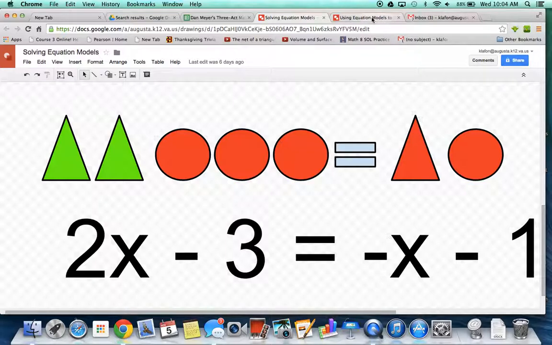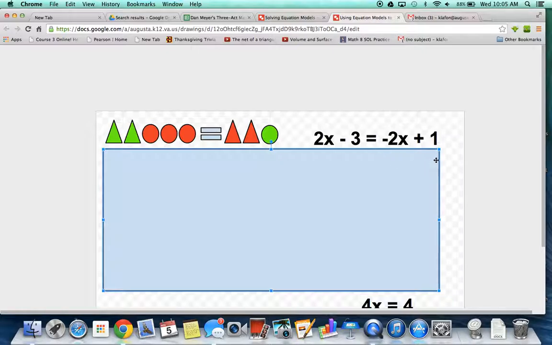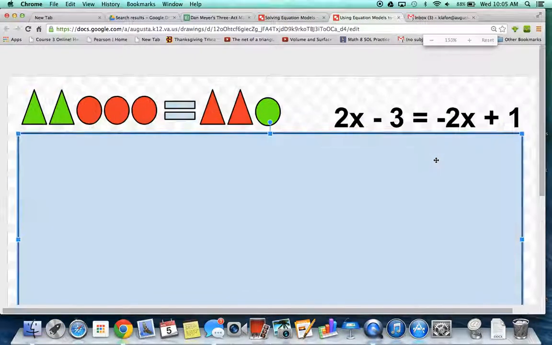So how we do that is we start building our equations using our key. So let's go ahead and draw this next model. As you can see, we've got 2 green triangles, which is 2x. We have 3 red circles, so that's -3, because each one of those red circles is a -1. We have our equal sign. Then we have -2x, because we have 2 red triangles. And then we have a green circle, so that's a +1.